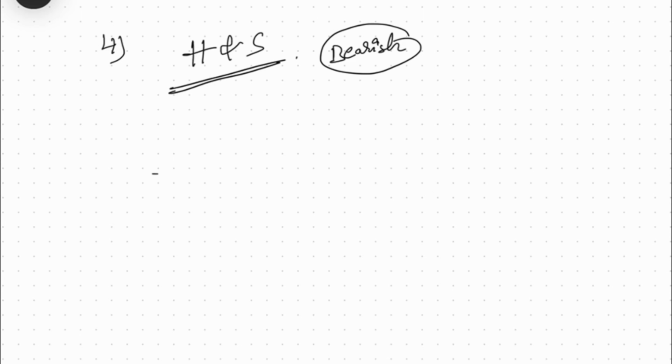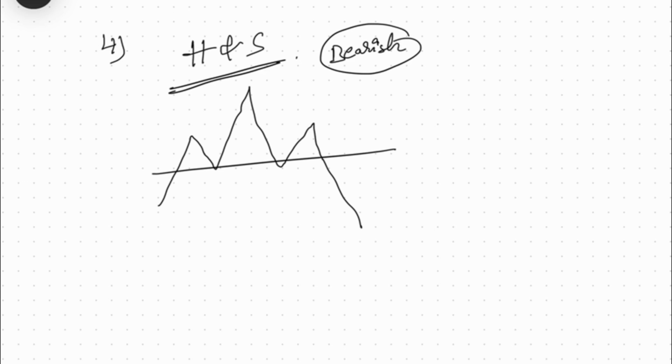Similarly, there is another same pattern, head and shoulders only, but this is for the bearish scenario. For bearish, it will be similar to this, inverse like this. You have to take sell orders, a sell position here, stop loss here, the target here.